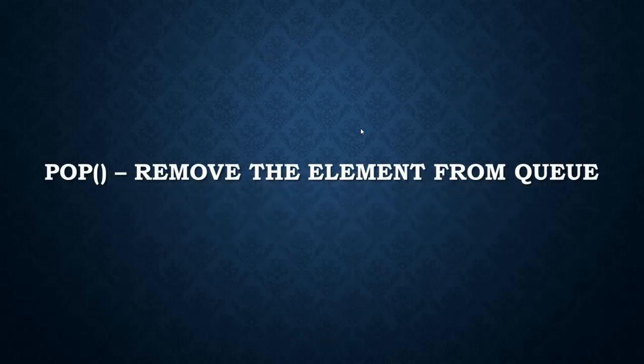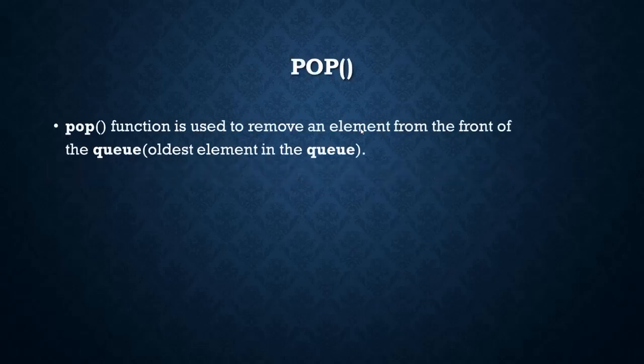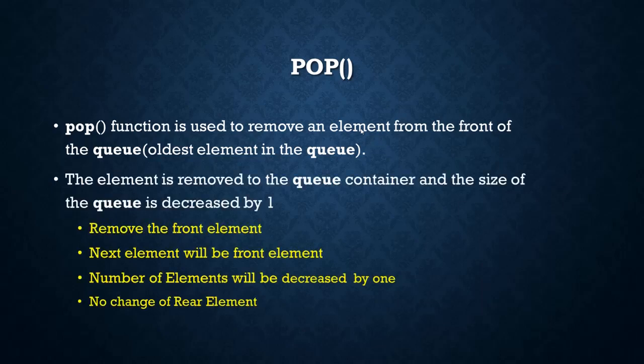Now I want to remove an element from the queue. That we call pop. Actually, pop always removes the front element. So once you execute the pop operation, it will remove the front element and the next element will become the front element. The number of elements is reduced by 1. And remember, no change in the last element position.